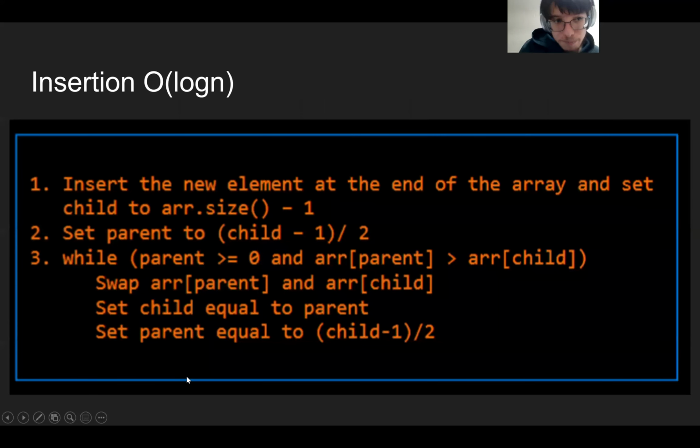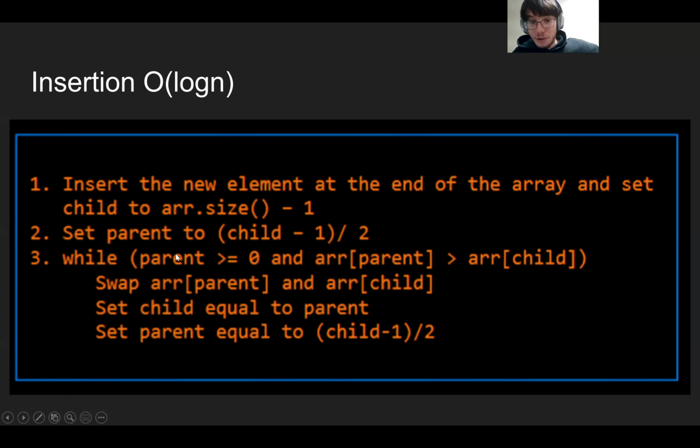And this would be the code for it. So you insert the new element at the end of the array and set the child to array size minus 1, so its current position is the end of the array. And then you set the parent of it to whatever index it's currently at, minus 1 over 2. So that's the same thing as we mentioned before, zero indexing. You find this parent index.